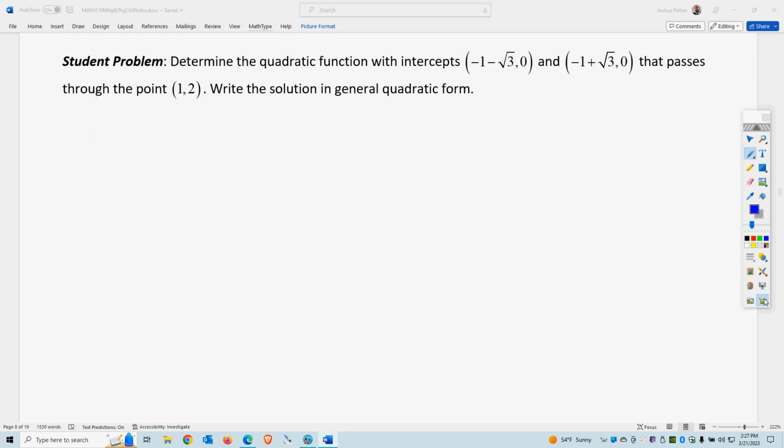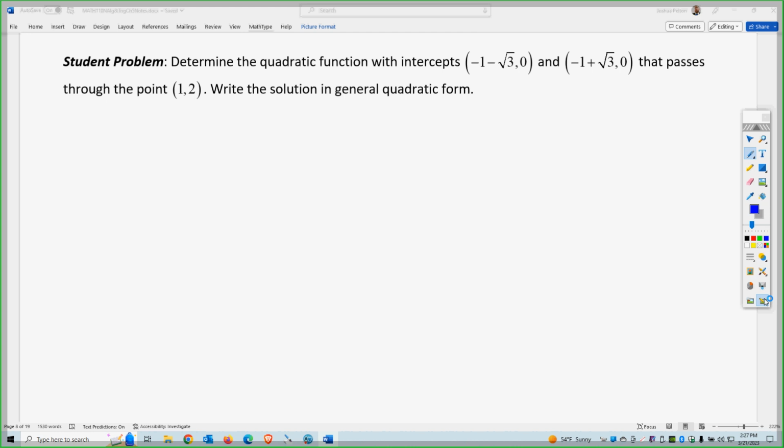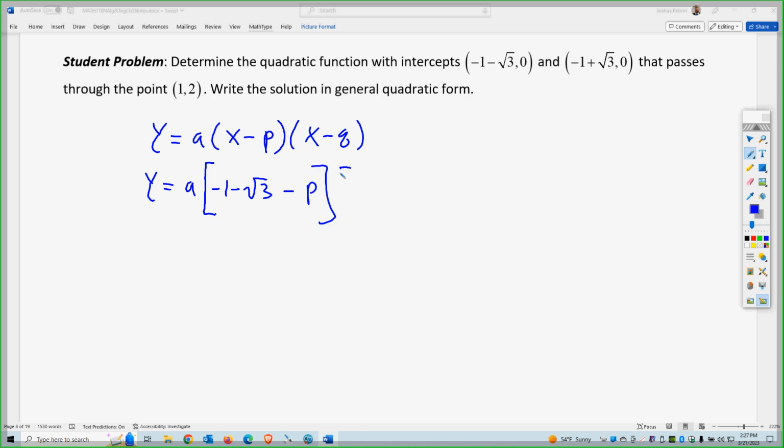Okay. So based on what's given here, since I have x-intercepts, right? Probably the intercept form or the factored form is the best one, right? So y equals a. I think I did p and q with the letters. I believe that I did. Okay. So y equals a. So I'm going to do a bracket here and do -1 minus root 3 minus p. And -1 plus root 3. Oh, why did I do p? I'm sorry. That's the p and q. I messed that up. I'm sorry. Not thinking here.